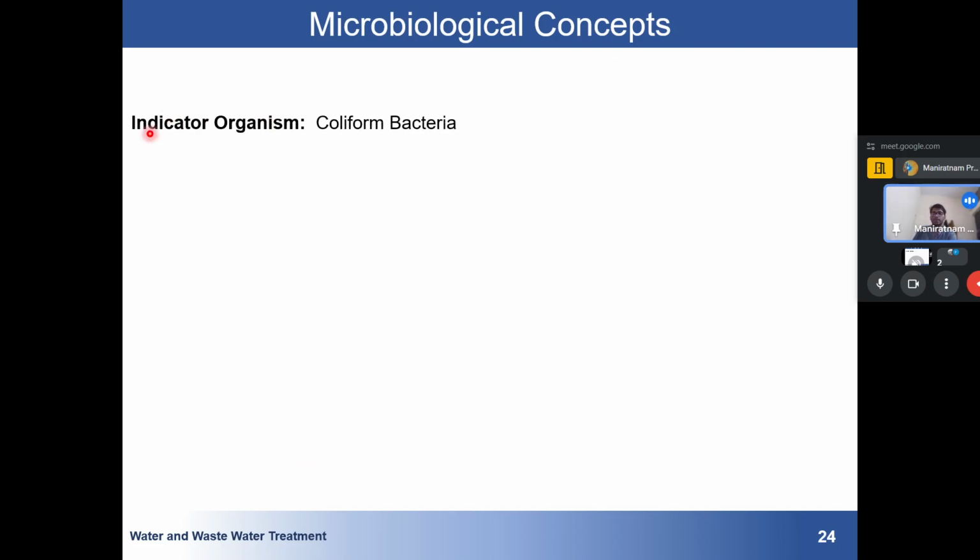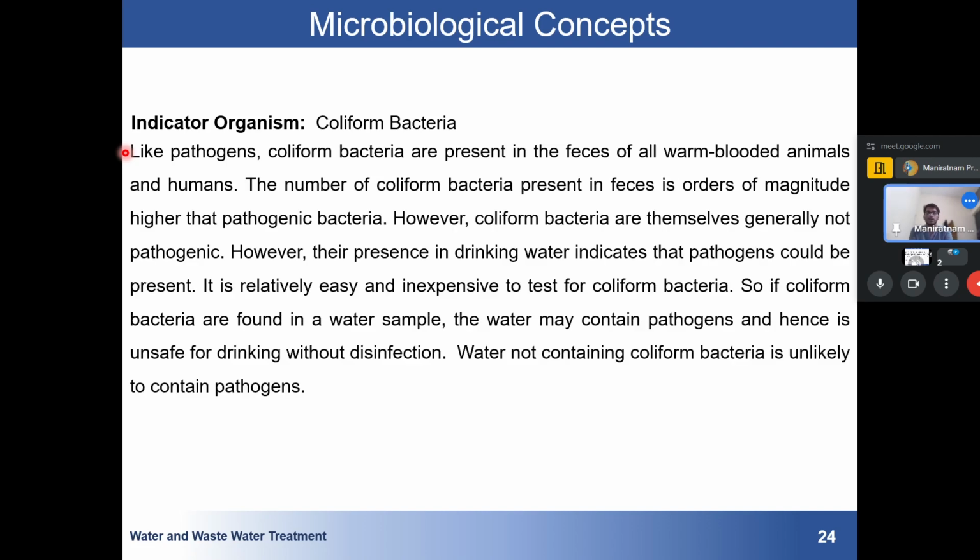So people have come up with the concept of the indicator organism, that is coliform bacteria. So what is this indicator organism? Just read out the statement, and it will be very clear to you. Like pathogens, coliform bacteria are present in the feces of all warm-blooded animals and humans. So all the animals, which are warm-blooded, and humans contain this coliform bacteria.